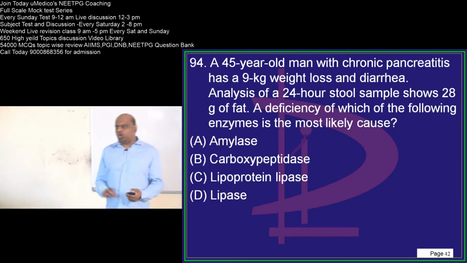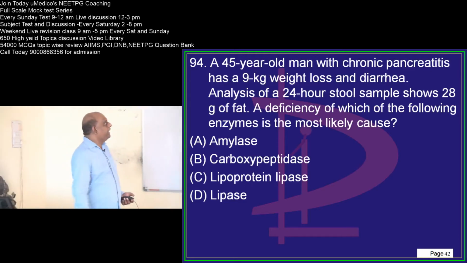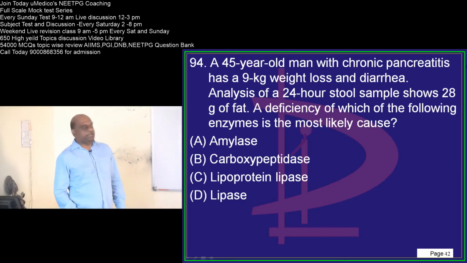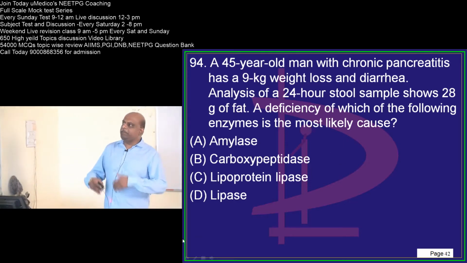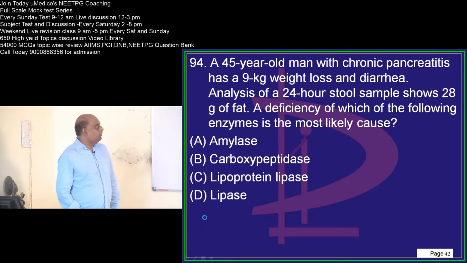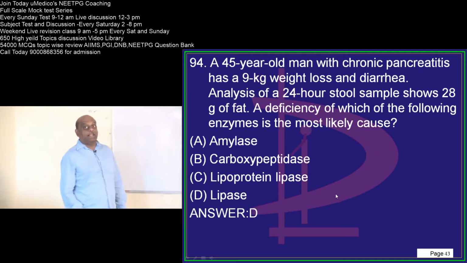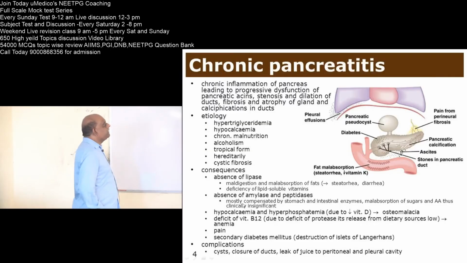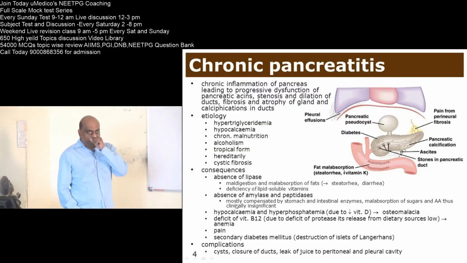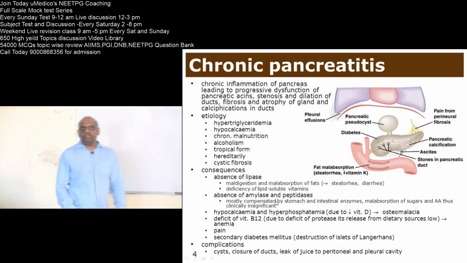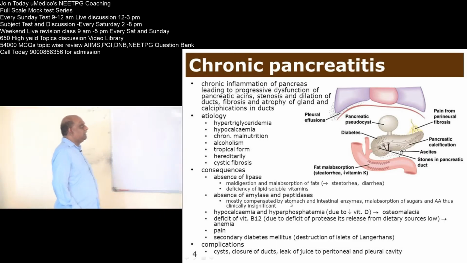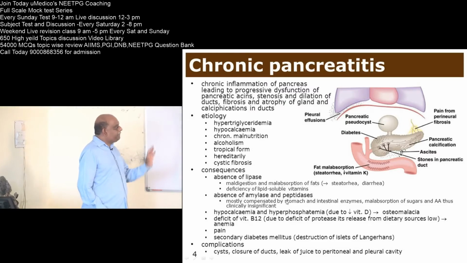A 45-year-old, he is having chronic pancreatitis. Analysis of the stool sample shows 28 grams of fat. So when there is a pancreatitis, what enzymes can become deficient? Lipase is one important enzyme produced by the pancreas that decreases in chronic pancreatitis. Because of the lack of lipase, there is maldigestion, malabsorption, deficiency of lipid soluble vitamins. Similarly, amylase becomes absent, peptidases become absent.